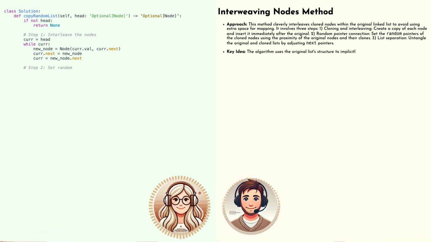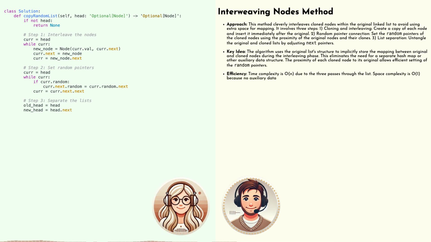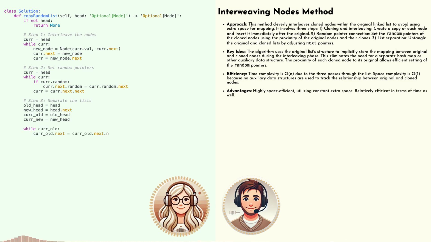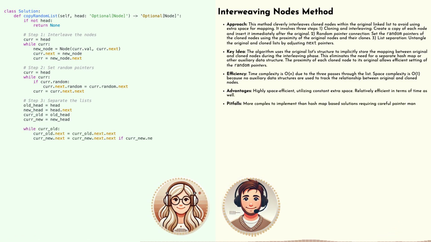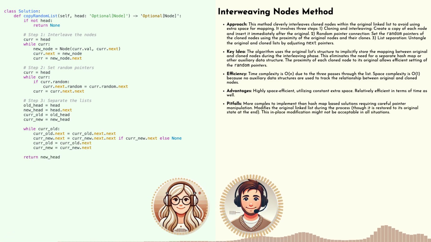Tell me more. So instead of creating a separate hash map, we're going to be clever and utilize the existing structure of our list. Imagine you're weaving a tapestry. Instead of creating a separate thread for the copy, you're meticulously weaving it between the existing one. So we're essentially creating a copy node for each original node and then inserting it right after the original one in the list. So it's like a zipper pattern, with the original and the copied nodes interlocked.